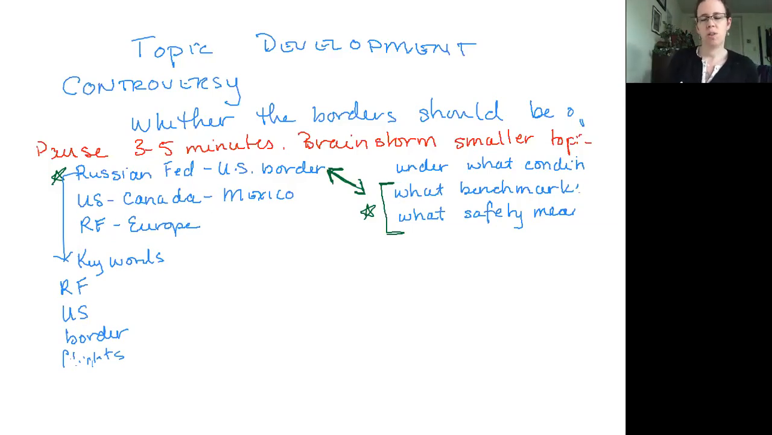But also when we're searching for things, we need to be thinking about not just the first word that comes to mind, but what are some possible synonyms? So the Russian Federation is, of course, the official name of the country in English, but it's often also called Russia. And the US is also often called America. So probably not too many other synonyms we could get for the country names, but I could probably come up with some synonyms for the border, and I could also come up with some synonyms for this other topic that I was looking at, thinking about benchmarks and safety measures.